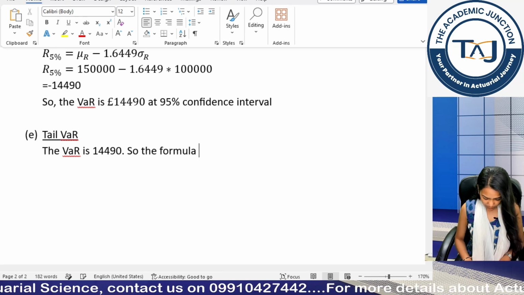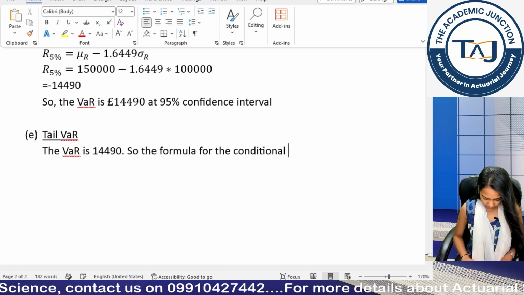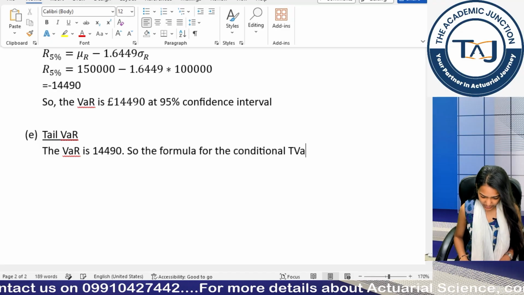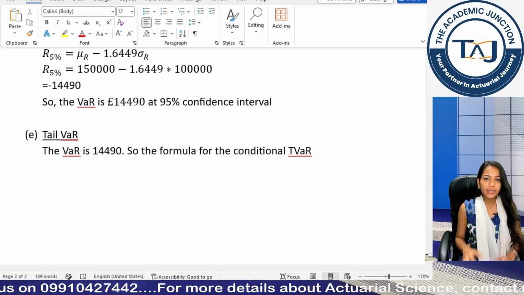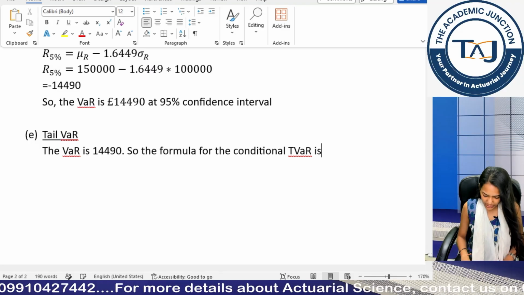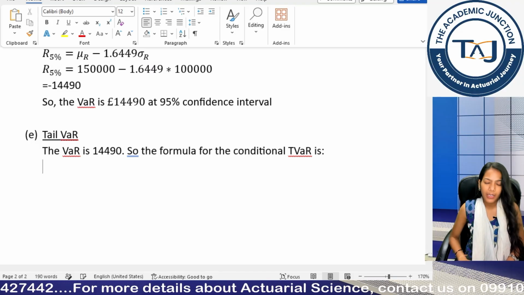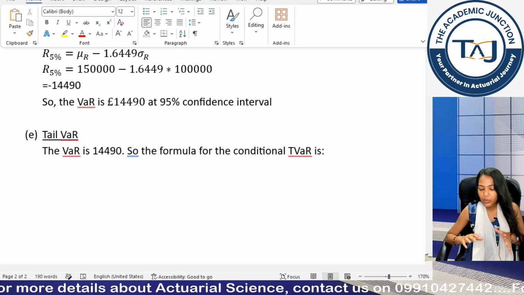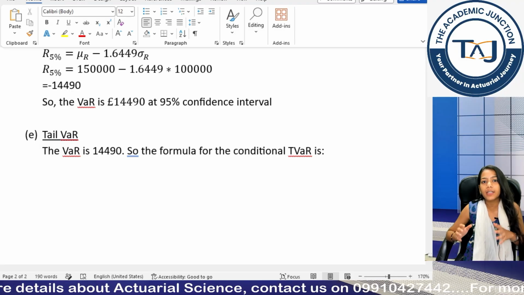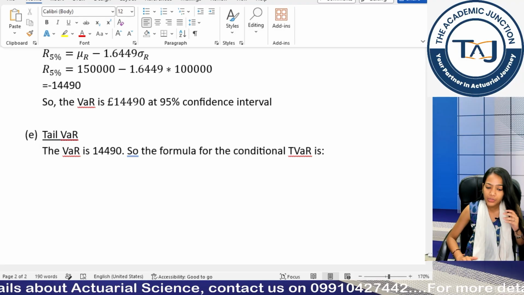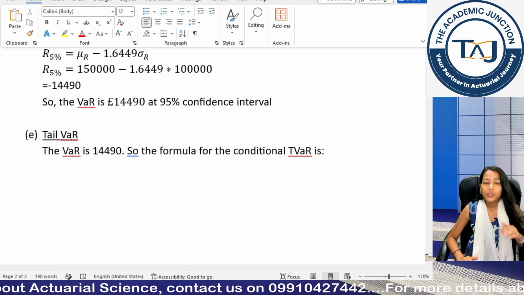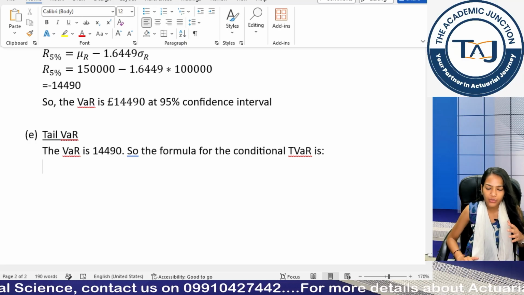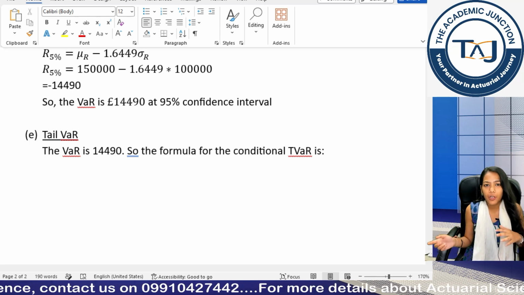So the formula for the conditional TVAR, tail VAR, that is what it is called. Either you can write it as conditional tail VAR completely, or you can write it as TVAR, that's completely acceptable. Make sure that you are writing short notations or acronyms only for those that are standardly accepted, those which are mentioned in your books, those which are frequently used in your tables book. For example, if you are writing normal distribution, you can write N for the normal distribution.